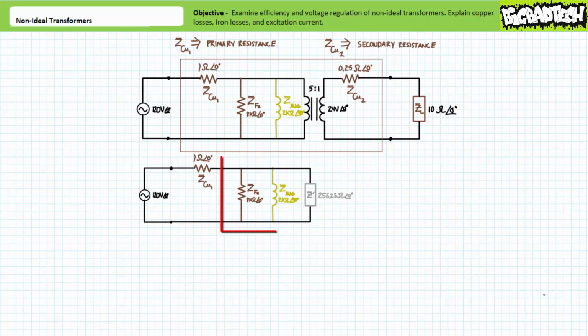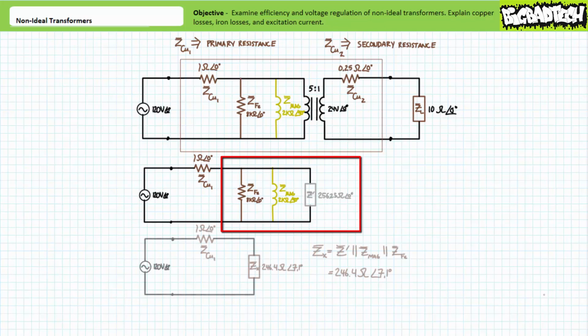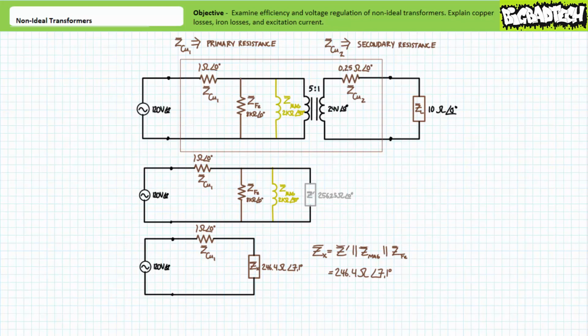This reflected impedance is in parallel with the 8 kΩ resistor accounting for iron losses associated with eddy currents, and the 2 kΩ inductor accounting for both magnetizing current and hysteresis. Taking these three elements in parallel results in a combined impedance of approximately 246.4 ohms at an angle of 7.1 degrees. Let's call this combined impedance ZX. The 1 ohm internal resistance of the primary windings is in series with the combined impedance ZX. Given the relative magnitudes of these two series impedances, one might expect a majority, but not all, of the voltage to be dropped across the combined impedance ZX.